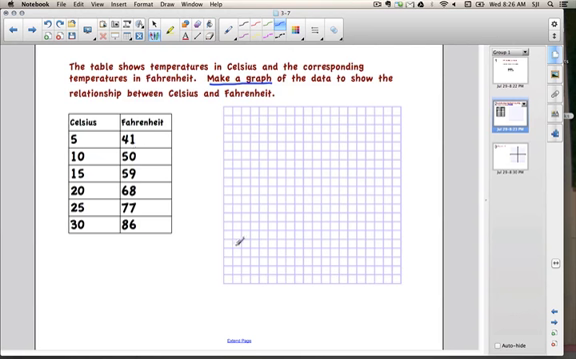So in order to go about making this graph, one of the first things that we need to do is draw the x and y axis. So I'm going to draw a line here, and I'm going to draw a line going up this way. And I know that I'm going to put my Celsius data down here on the x-axis because it's listed first in our table, so that's going to be our x data. So this is Celsius down here, and this over here is going to be Fahrenheit.